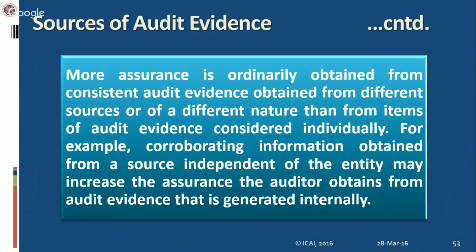For example, corroborating information obtained from a source independent of the entity. Like in the case of debtors confirmation, you obtain confirmation of the balance from the third party, the person from whom the balance is shown in the accounts. You ask that person to confirm whether the balance is correct or not. This is an external confirmation from a third party, which is given in SA 505. In this case you have obtained the evidence from an independent party. This may increase the assurance the auditor obtains compared to internally generated audit evidence. Externally generated audit evidence is more reliable.